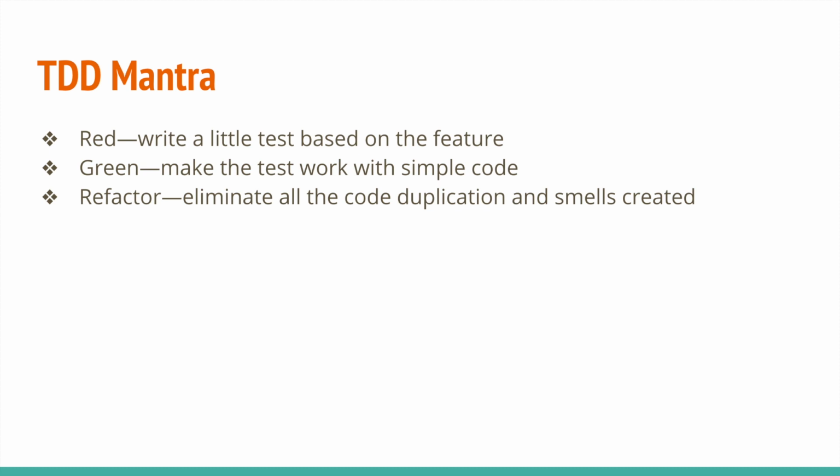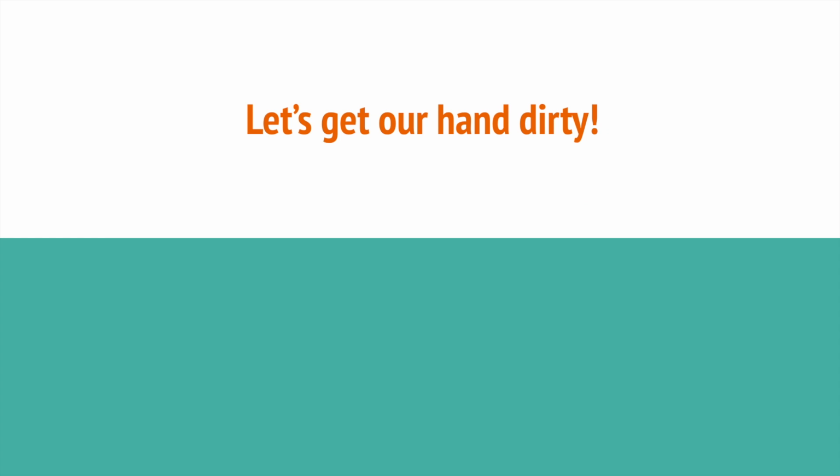And here it is. Red: write a little test based on the feature. Then make it green by writing simple code, as simple as you can. Then refactor to eliminate all the code duplication and smells created. And let's get our hands dirty.